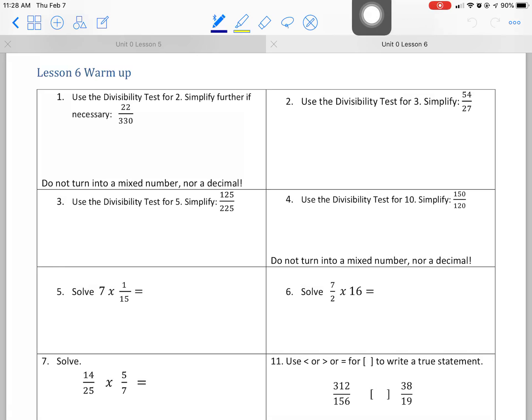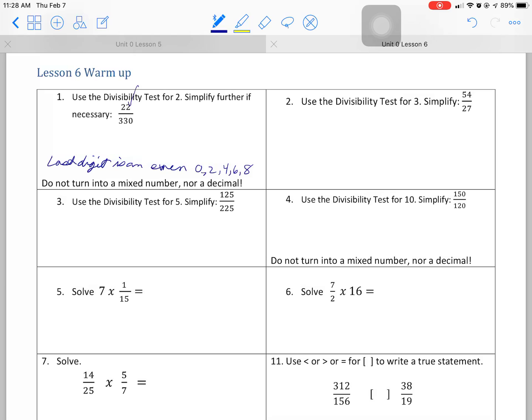All right, so lesson 6 from unit 0. Divisibility test for 2 is what? The last digit is an even number. So that's 0, 2, 4, 6, 8. Last digit is an even number.